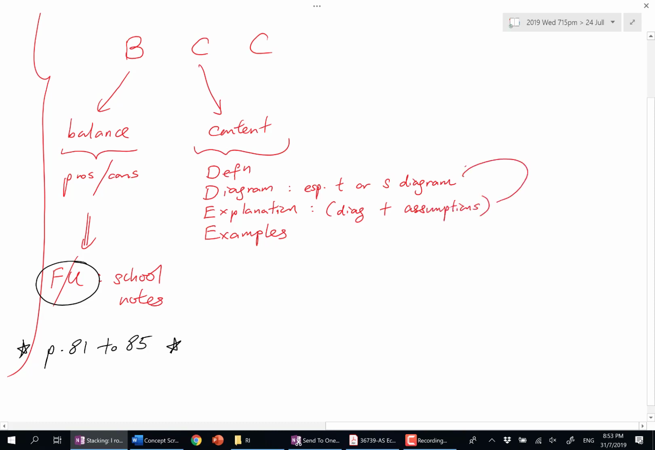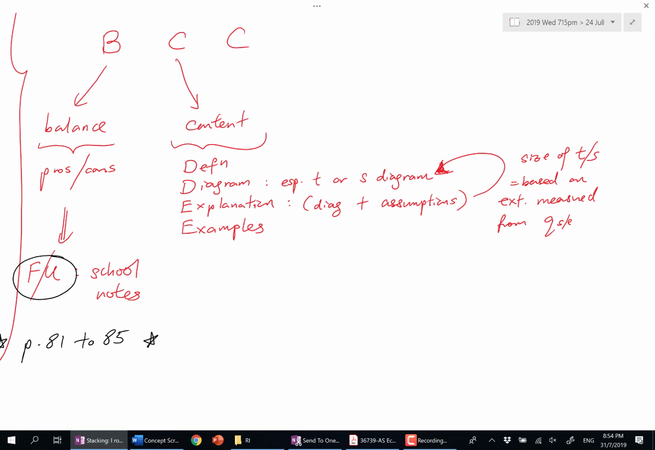Take note, we always assume the size of the tax or subsidy is based on the externality measured from QSE. If you don't state this, confirm they will take away marks. You may draw it correctly, but you don't say that we assume the size of the tax is equal to MEC based on QSE, or the size of tax or subsidy is equal to MEB. If you don't say that, you will lose marks also.